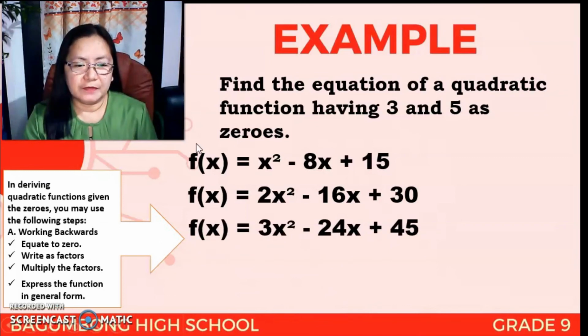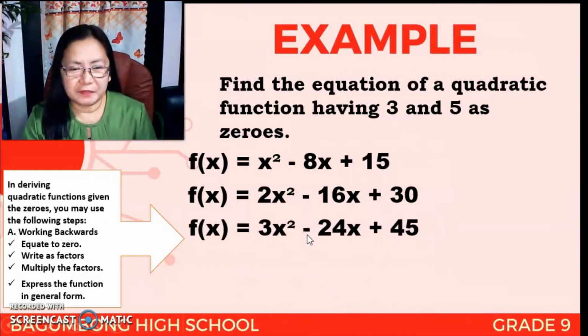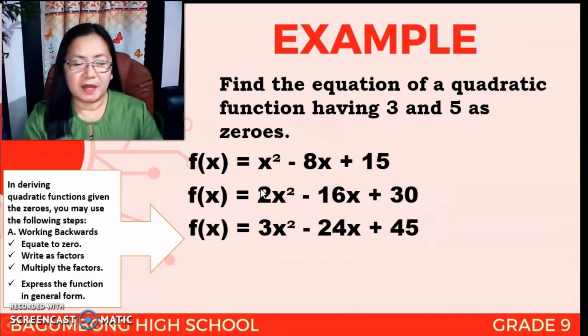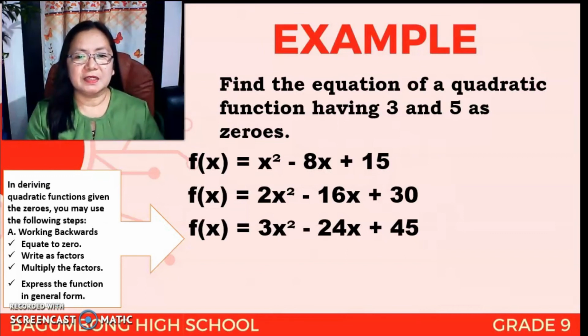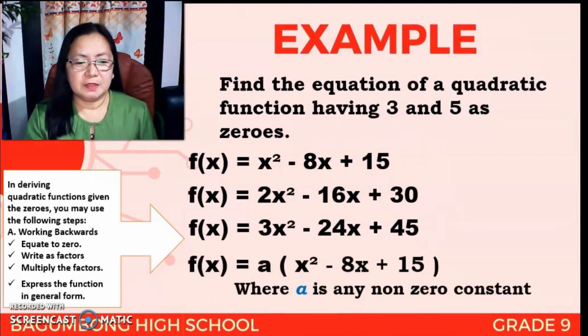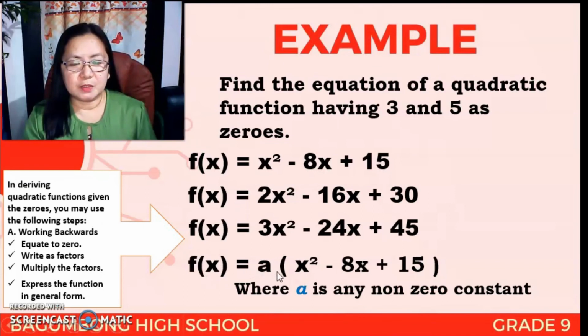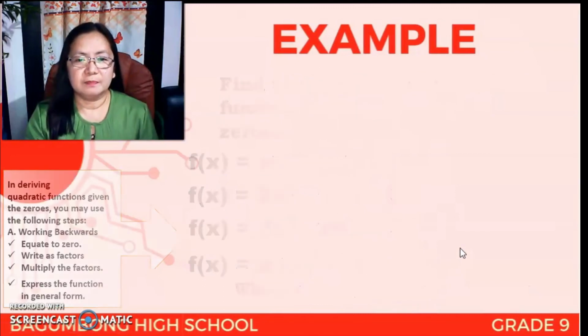Another one, f of x is equal to 3x squared minus 24x plus 45. So in this case, we multiply 3 to x squared minus 8x plus 15. So aside from this, there are other quadratic functions whose zeros are 3 and 5. So therefore, we have f of x is equal to a quantity of x squared minus 8x plus 15, where a is a non-zero constant.